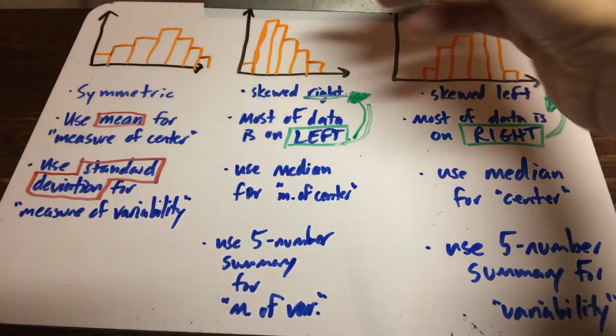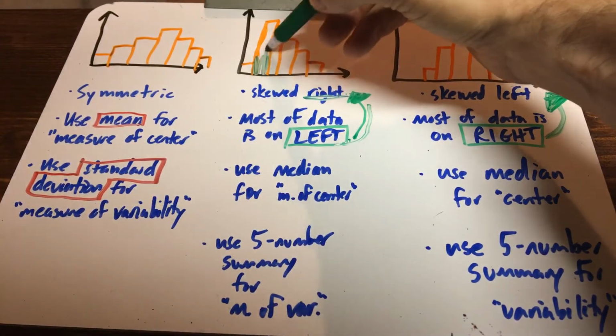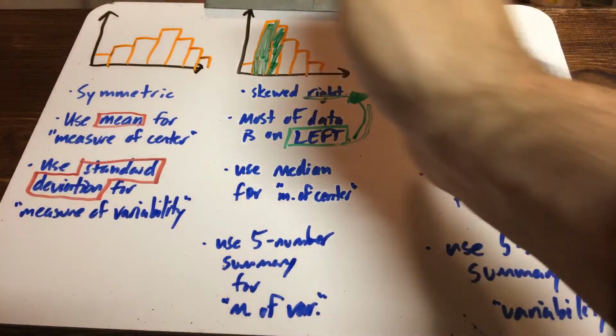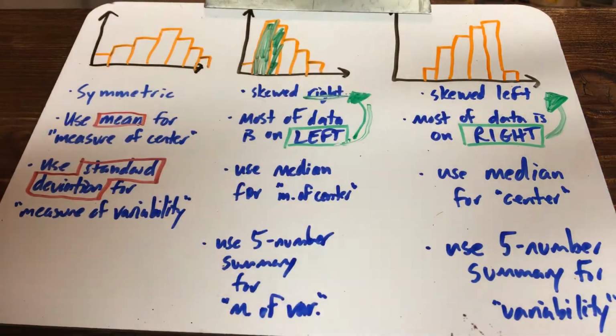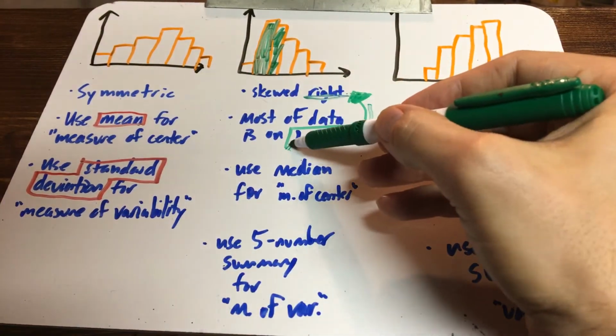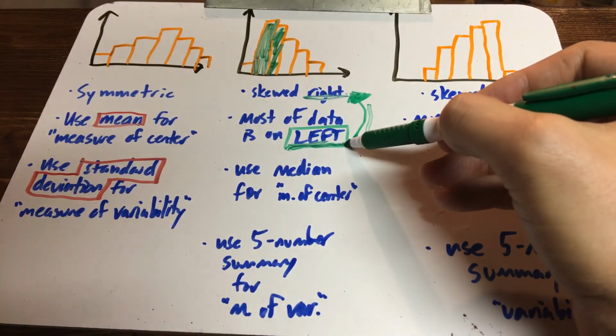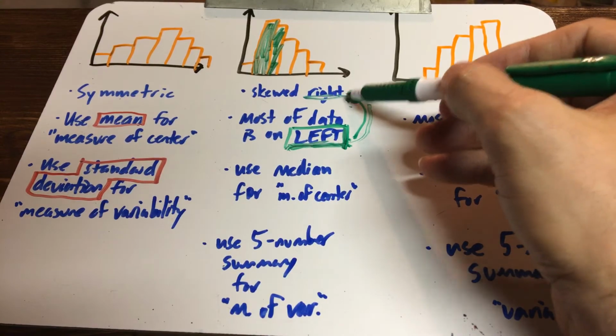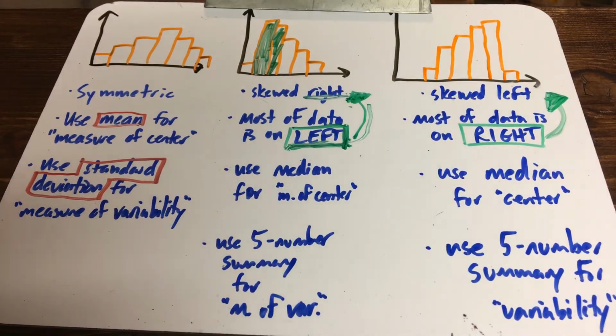So like over here, you can see the tallest bar. Here's my tallest bar, and here's my second tallest bar. Those are on the left half of my graph. So most of the data is on the left. My tallest bars are on the left. When the tallest bars are on the left, you call it skewed right. And that's a big difference. We had some people mess that up yesterday.